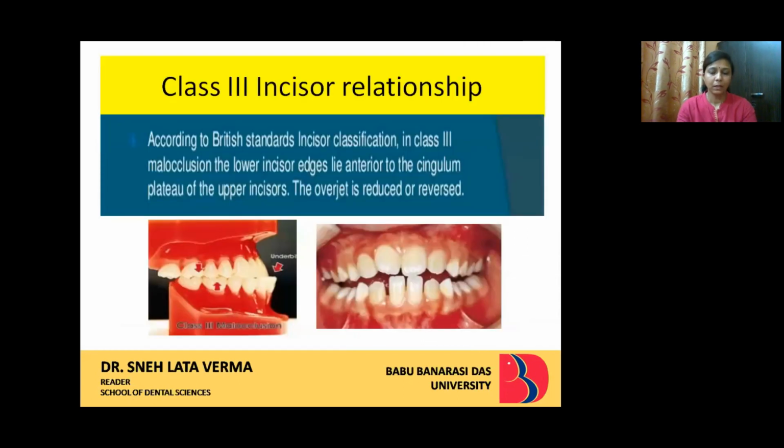In the class 3 malocclusion, along with the class 3 molar, there may be a class 3 incisor relation, which is also classified according to British standards. Incisor classification states it exists when the lower incisor edges lie anterior to the cingulum plateau of the upper incisor. And in this situation, the overjet is reduced or reversed.